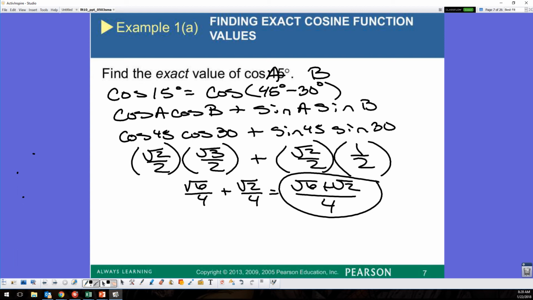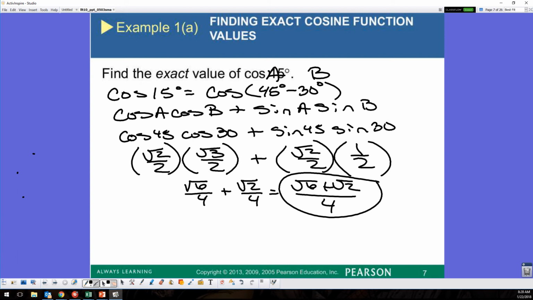Okay. Are we okay? So what is our answer? This is cosine 15, equals this. So kind of like if we had cosine 30, you would just pick it off the unit circle, right? But these are things that are not on the unit circle, that are in between.